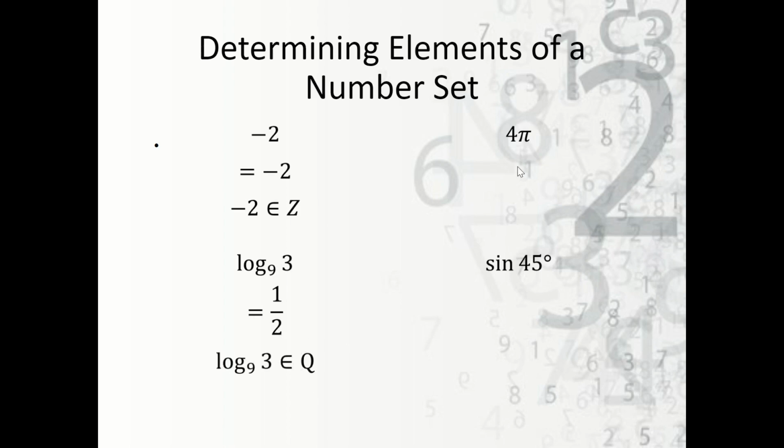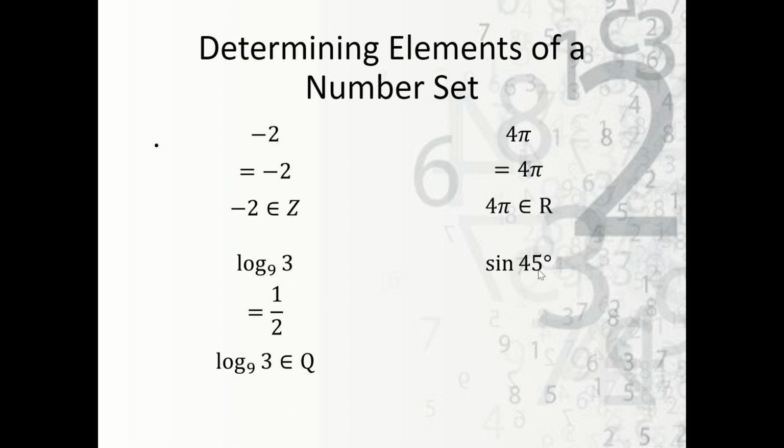Now we have 4 pi. 4 pi is an irrational number, or in other words, it is a real number. So multiplying by 4 doesn't change that, so it's really just equal to 4 pi, and therefore this is in the reals.